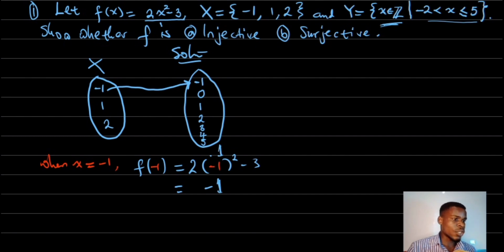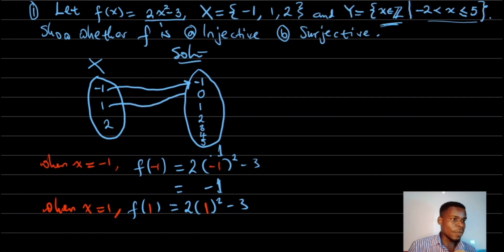Good. Okay, so we're going to do the second value of x. So when x is 1, what happens? Okay, so the value of the function evaluated at 1 is what? So when you put 1 into the function, this is going to be 2 into 1 squared minus 3. Okay, but 1 squared is 1, and then 2 times 1 is 2, and then 2 minus 3 is -1. So again, this one shows us that 1 also corresponds to -1.